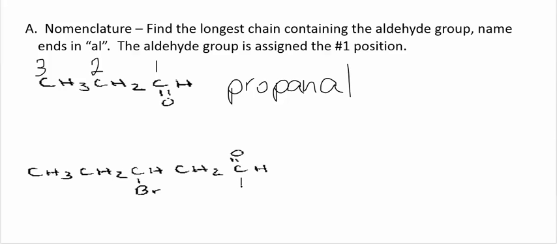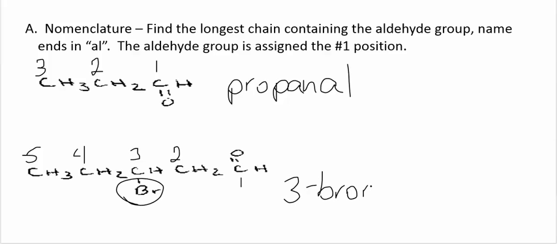Second example, we're going to start numbering with the aldehyde group. So we have a 5-carbon chain, but we also have a substituent on carbon 3, so we're going to name the substituent 3-bromo, and then a 5-carbon chain is pentanal. And we don't have to indicate where the aldehyde group is at because it's always on carbon 1. It's a terminal group.